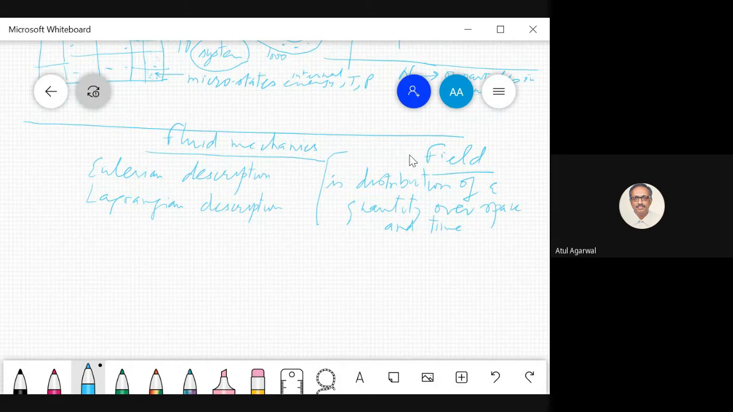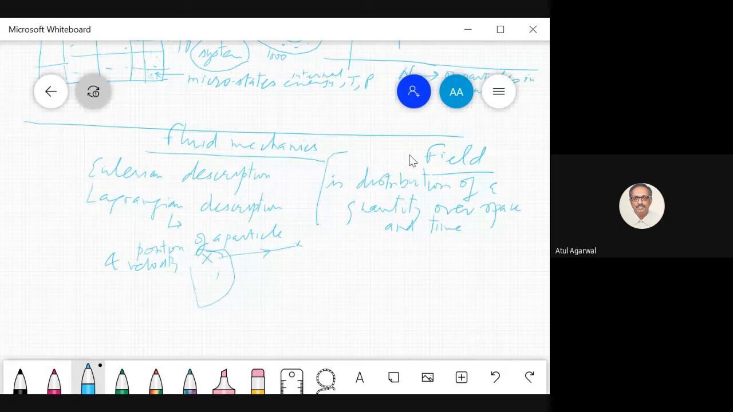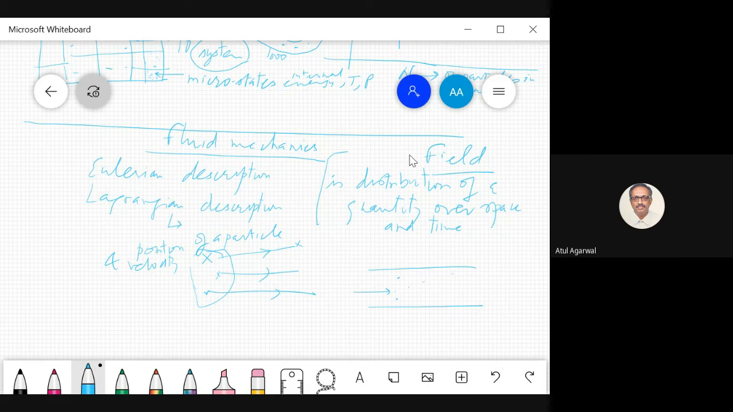What do you mean by Lagrangian description? You give, suppose, position of a particle. Position and velocity. So you have a body, you give position of each particle with time, how it is changing. So you give description of each particle of the body. But suppose you have a fluid, pipe flow. Now you can't, you've got an infinite number of particles and they keep changing all the time. Water is entering from here, leaving here.